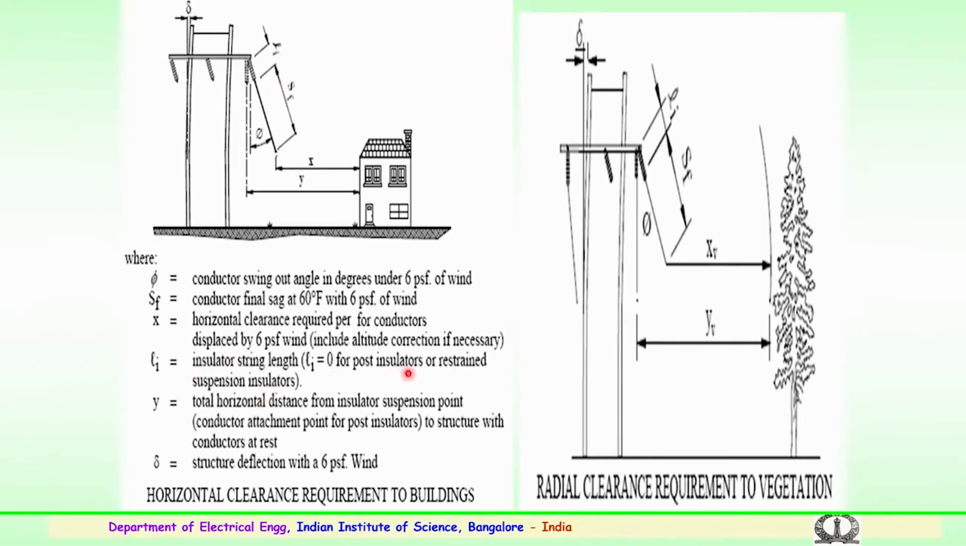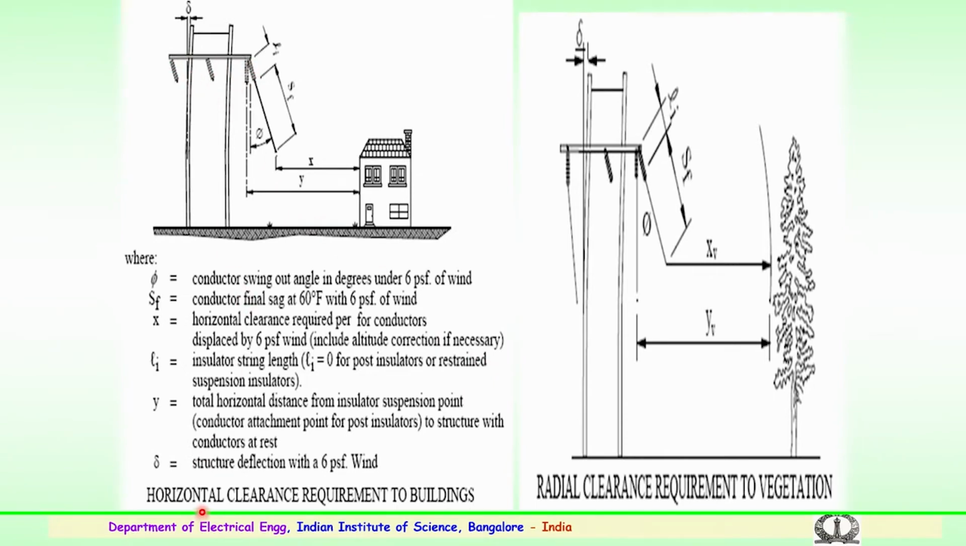Li is 0 for a post insulator, because if you use a single rod insulator, this could be considered as 0, or restrained, equivalent to suspension insulators. So, y is the total horizontal distance from the insulator suspension point. Then delta is the small shift, a small shift in the structure deflection. This happens because of heavy winds or because of the movement of the conductors and the insulator string.